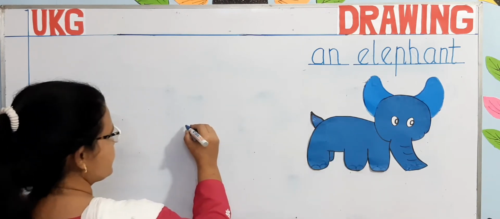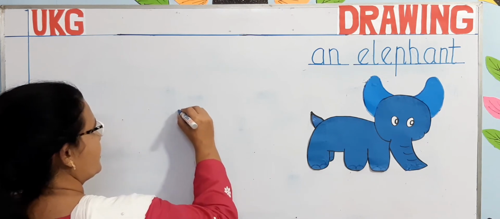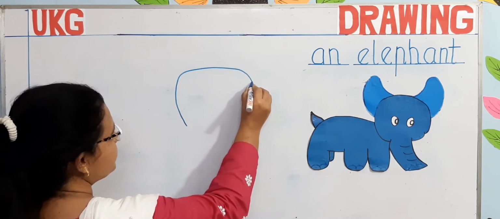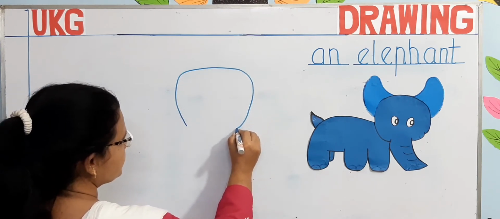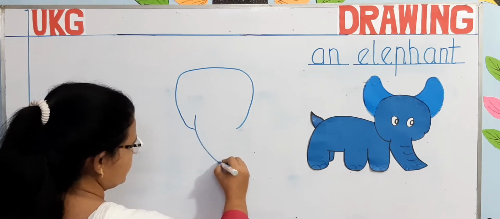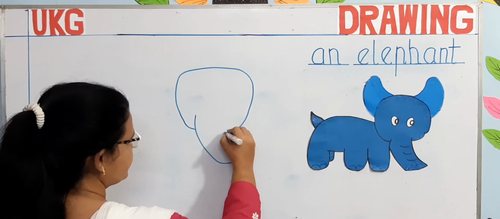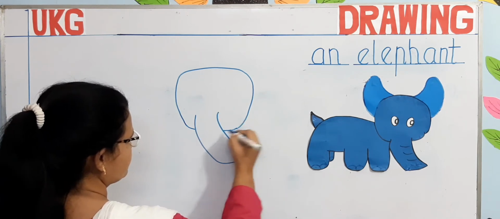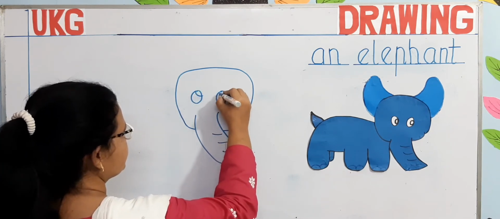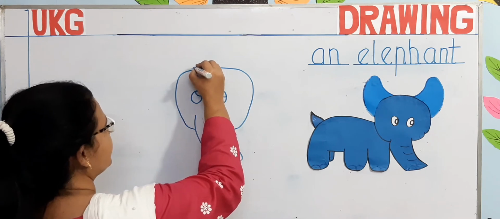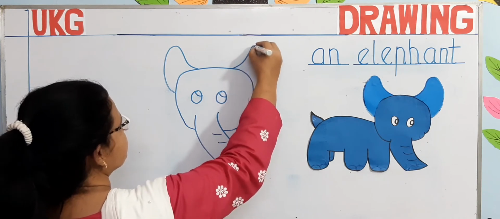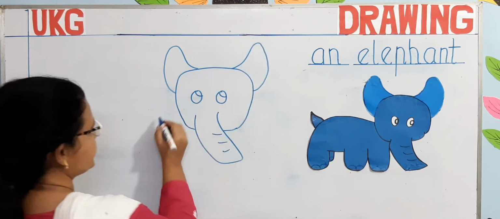First, you will draw its face. Draw a curved line, go up, turn, again curve your line, come down. And now you will draw its trunk. See, this elephant has a nice long trunk. Then you will draw its eyes. And then its ears. Look at its ears, children. It has huge ears. An elephant has huge ears.